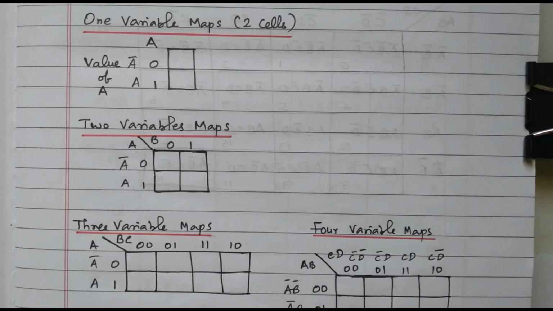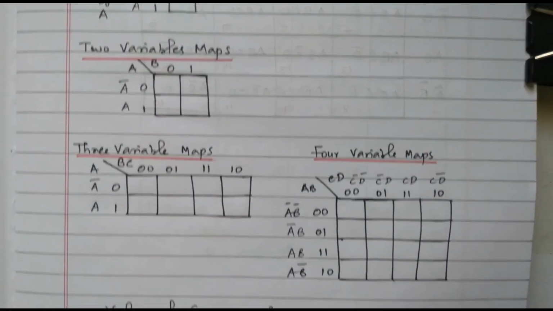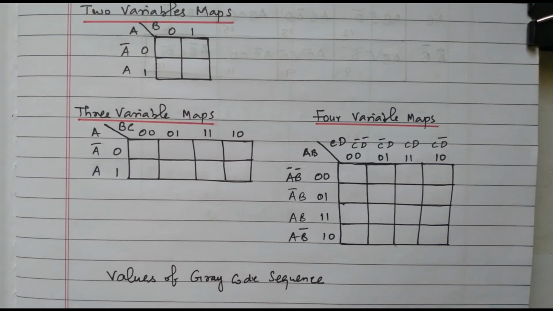We will go to the 3 variable and 4 variable maps. Let us consider the 3 variables A, B, C. A is available vertically, B and C are available horizontally. A single variable has 2 possibilities, 0, 1. B, C, 2 variables, have 4 possibilities: 0, 0, 0, 1, 1, 1, 1, 0.